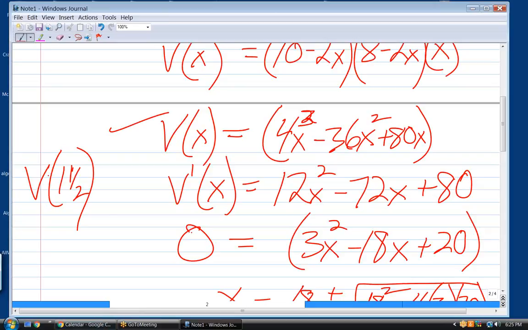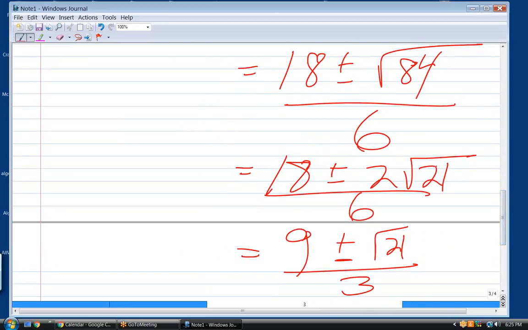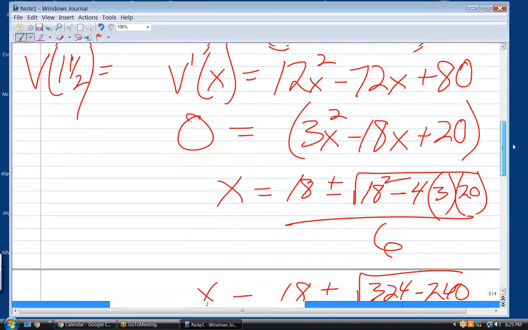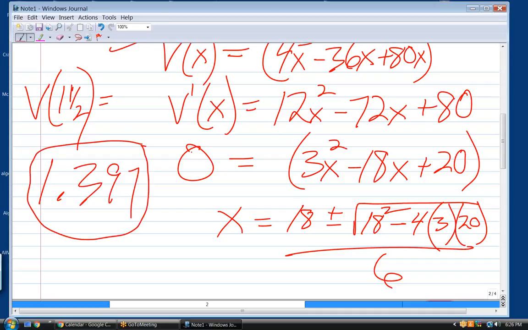And all I have to do is figure out what V of 1.5 is, substitute 1.5 for x, multiply and add it out, and you get what the volume of the box is. But notice I did not get an exact answer. In other words, my 1.5 was rounded off. Remember, I had square root of 21 that I called 4.5. So my answer is an irrational number. It's like 1.397. In other words, it's not a number that you ever could have come up with on your own without calculus.